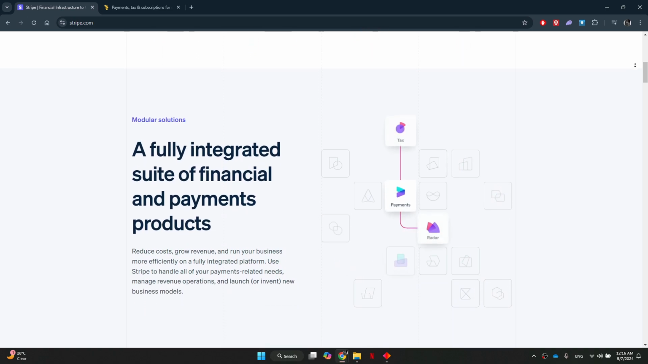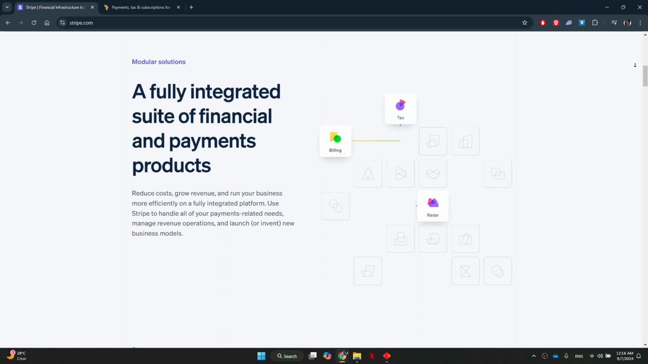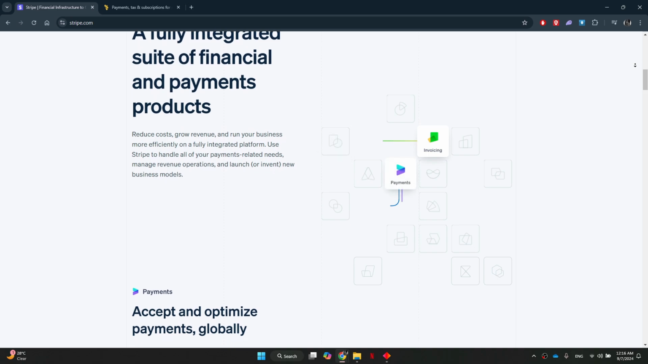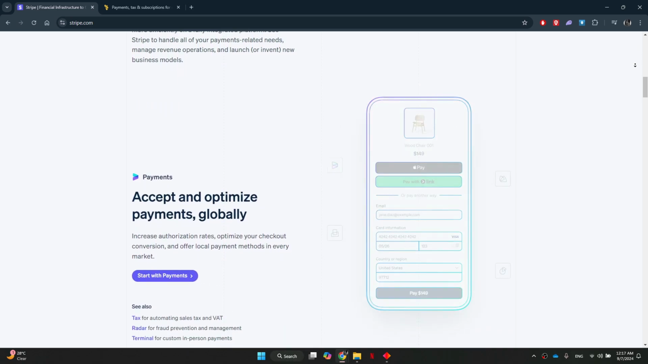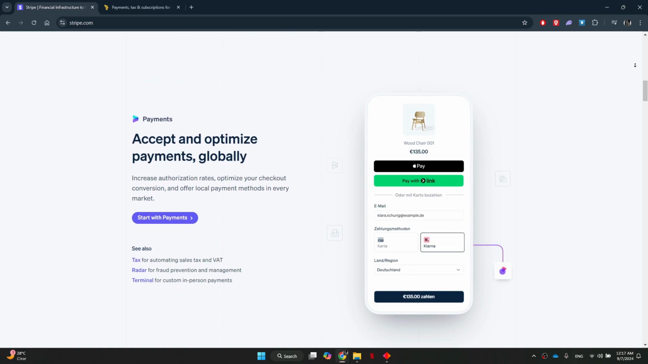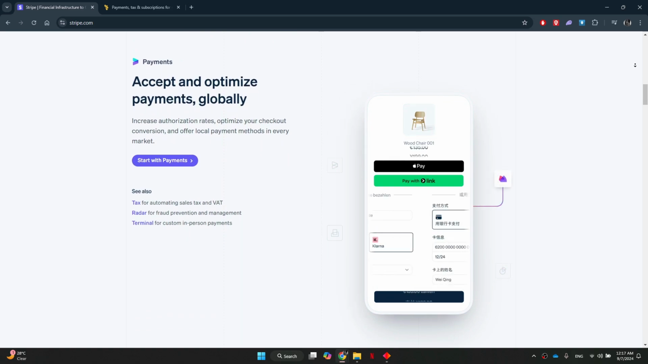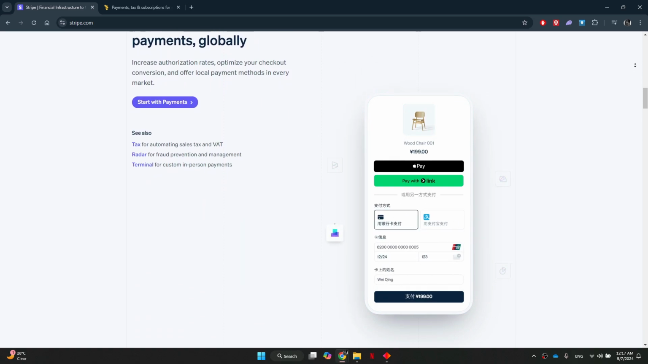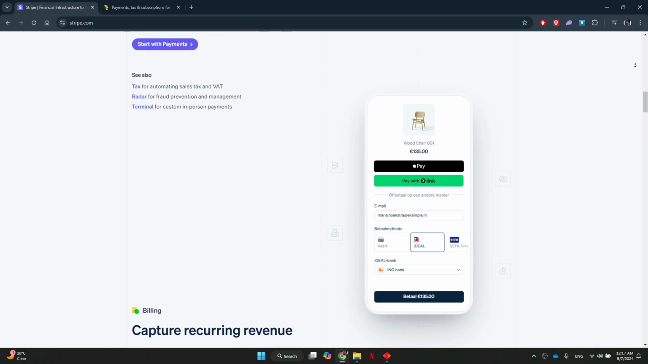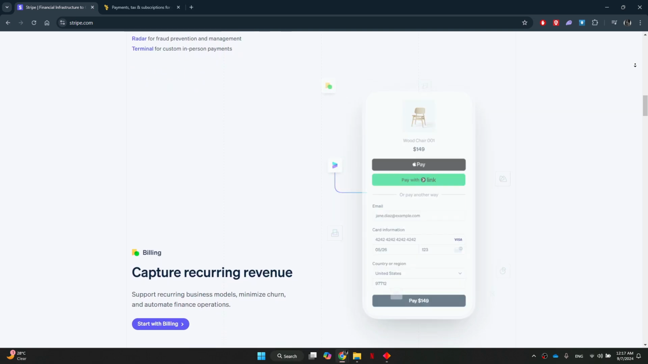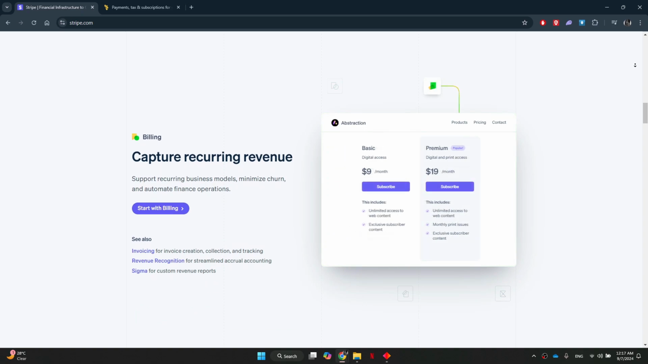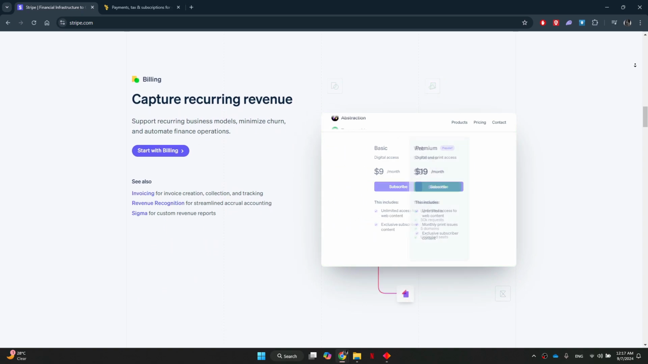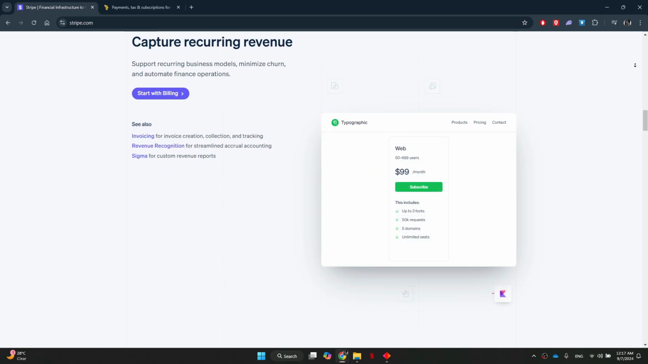Firstly, Stripe is a widely used payment processing platform known for its ease of integration. It supports a variety of payment methods, including credit cards, debit cards, and digital wallets. Stripe offers features such as recurring billing, invoicing, and subscription management. Developers appreciate Stripe's extensive documentation, APIs, and SDKs, making it easy to customize payment flows and integrate with existing systems.